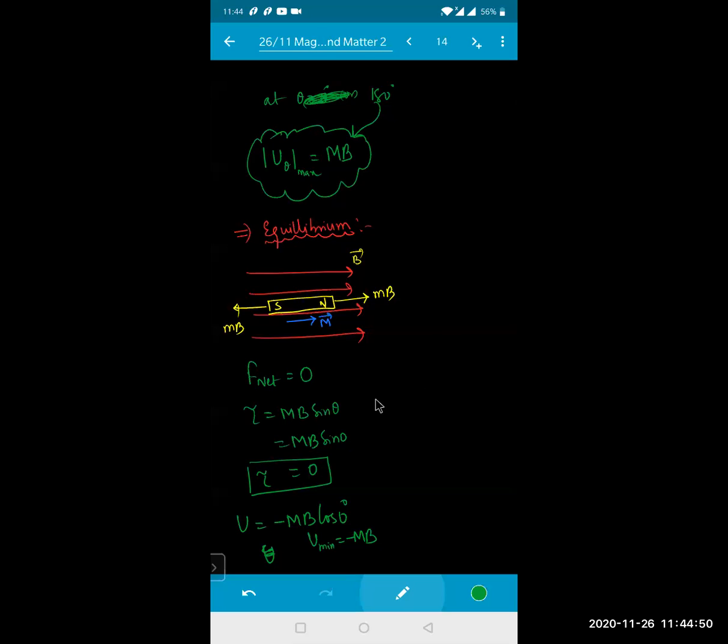Is it clear? So this will be what type of equilibrium, beta? Stable equilibrium. So when theta is equal to how much? 0 degrees. When theta is equal to 0 degrees, we are getting the stable equilibrium.